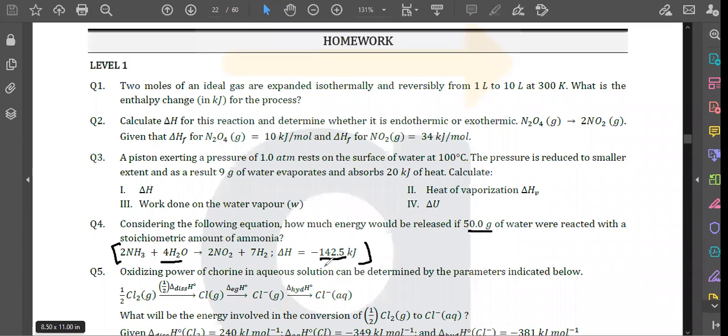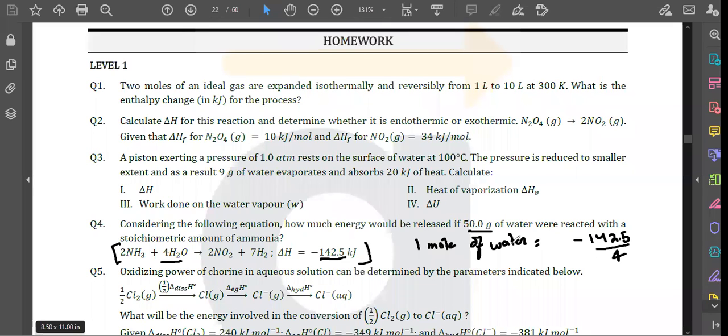Right, everyone? When 4 mole of water is being used, delta H is this. For 1 mole of water, how much would it be? Shreya, tell me. For 1 mole of water, it would be minus 142.5 by 4. Yes, everyone?